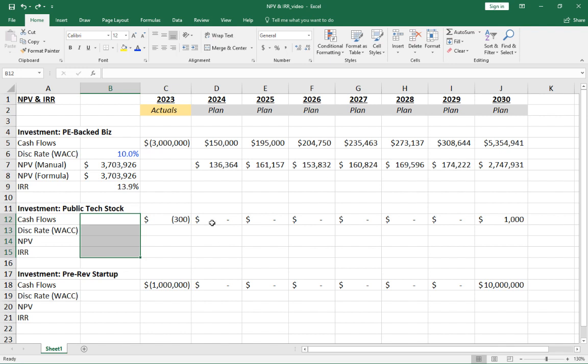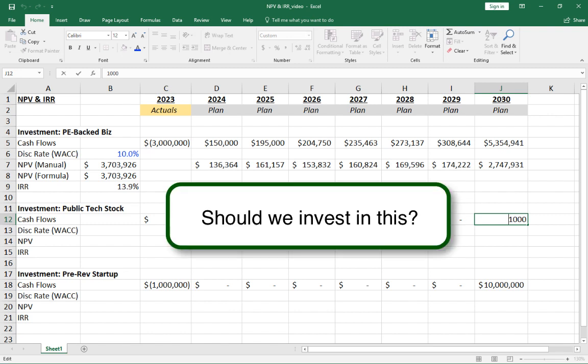So in this case, we're saying, okay, today, one share of this company in the open markets, let's say it's a public stock, sells for $300. We've done the projections and we think that the price is going to be $1,000 7 years from now. Should we invest in this?